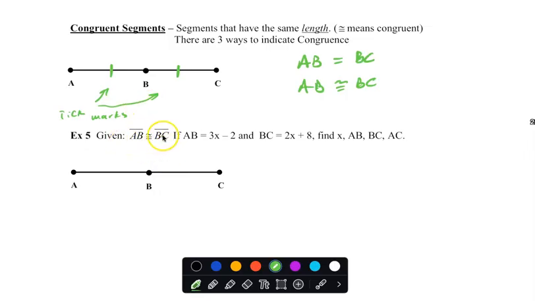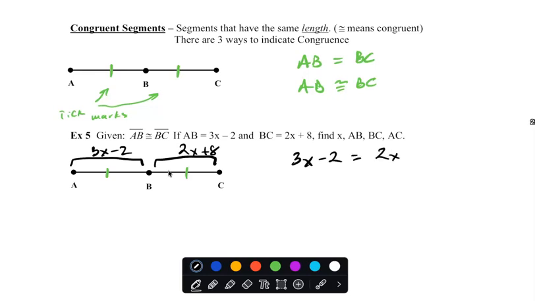Okay, so here's our last example. Given AB is equal to BC, so these two segments are equal to each other. If AB is 3x minus 2, so from here to here is 3x minus 2, and BC is 2x plus 8. Let's find x, and let's find AB and BC. Well, since these are congruent, that means they're equal to each other. So say 3x minus 2 is equal to 2x plus 8.